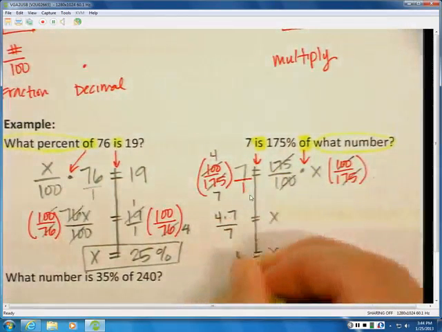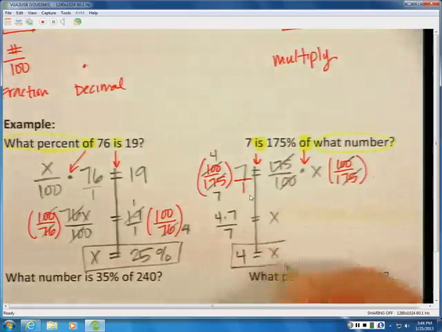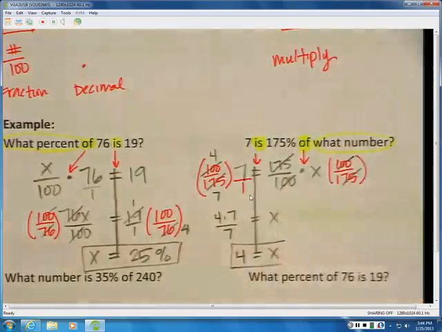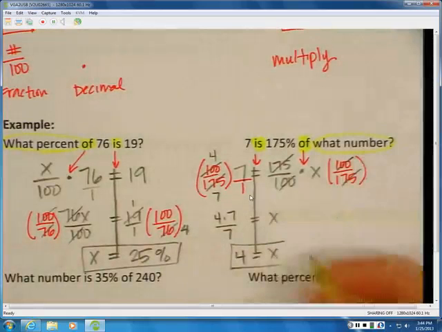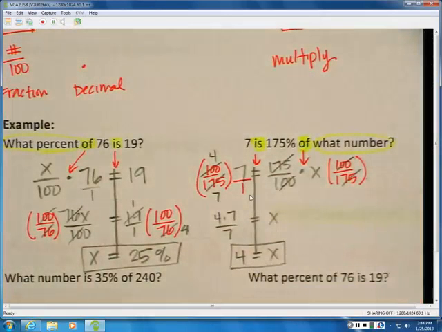That reduces to 4. Oh, and I asked myself, what was I trying to find? I was trying to find what number. So I don't need to put a percent after this. This is just the number 4. Woohoo! That's awesome. Okay, last 4.